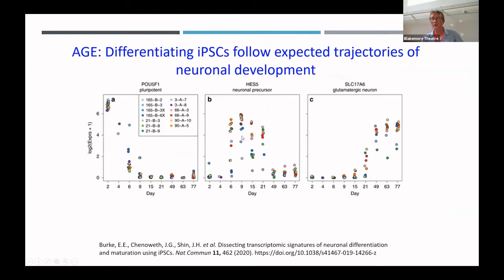If you look at the marker of the neural precursors, in this case HES5, you can see it peaks and then comes down. And then this is about the point where terminal differentiation starts, and you start getting neuronal production. So if we look at a marker of the glutamatergic neurons, the solute carrier 17A6, then we can see a steady rise, which is inserted at the point where neuronal differentiation begins. So what does this mean?